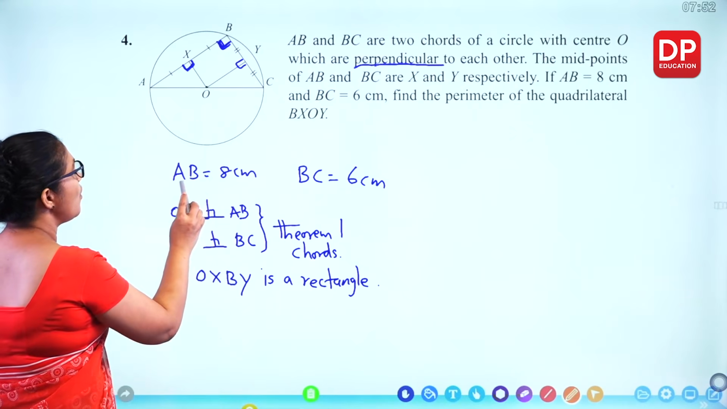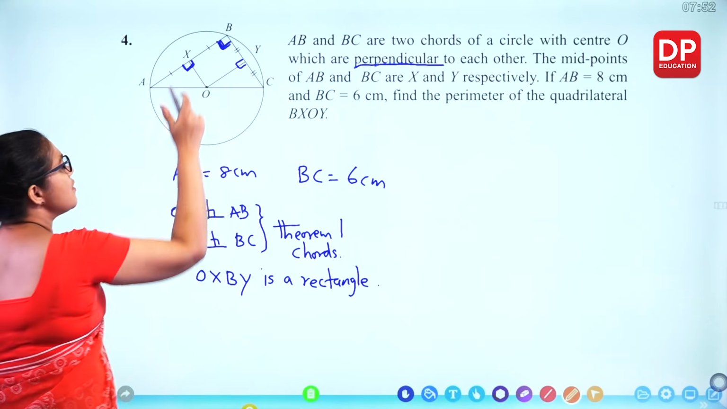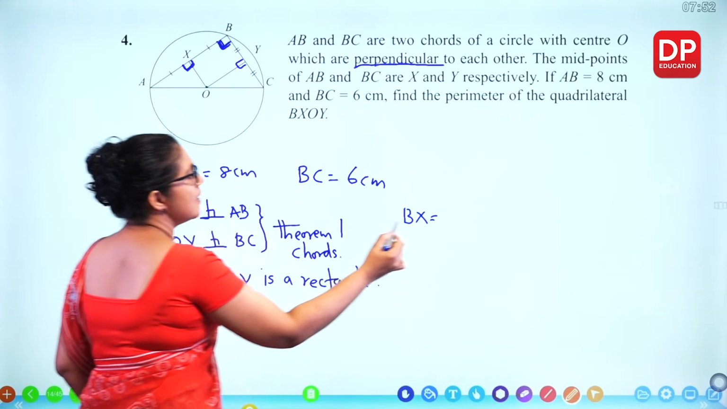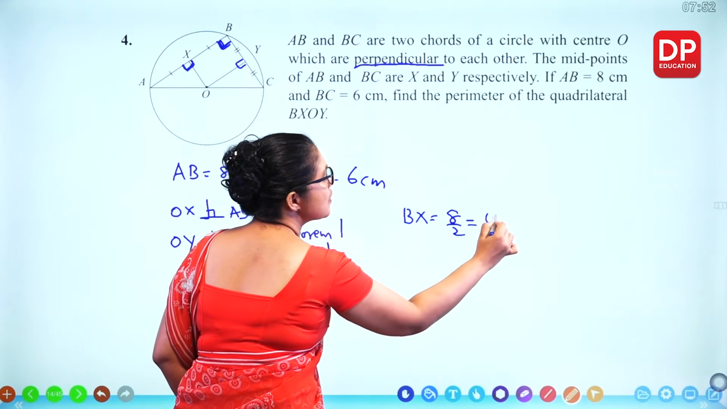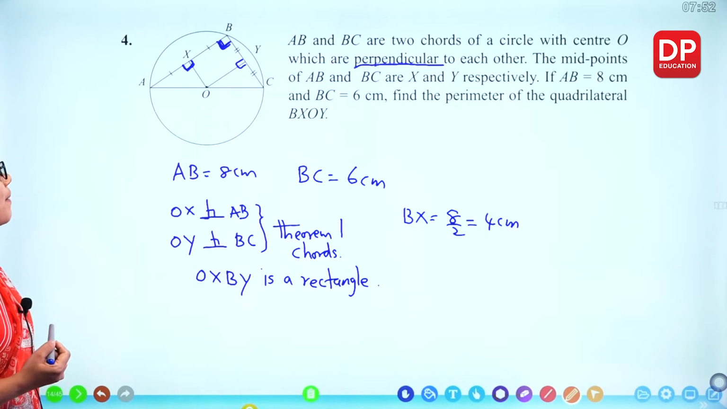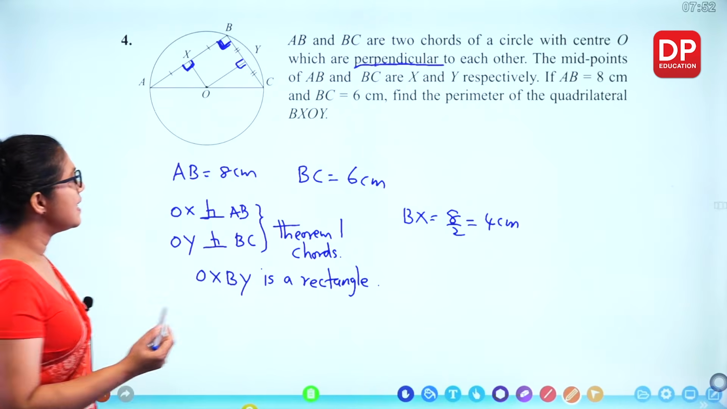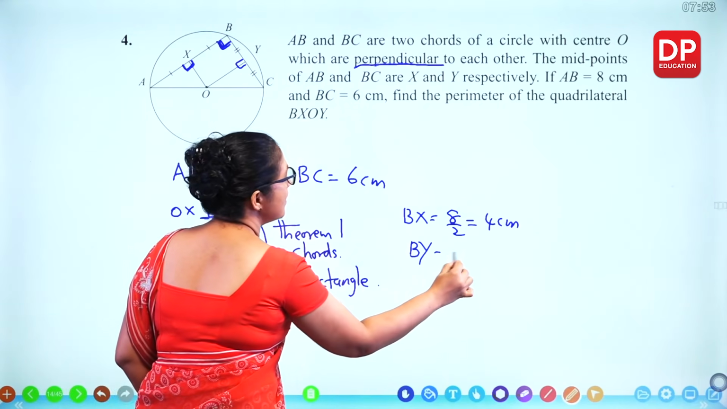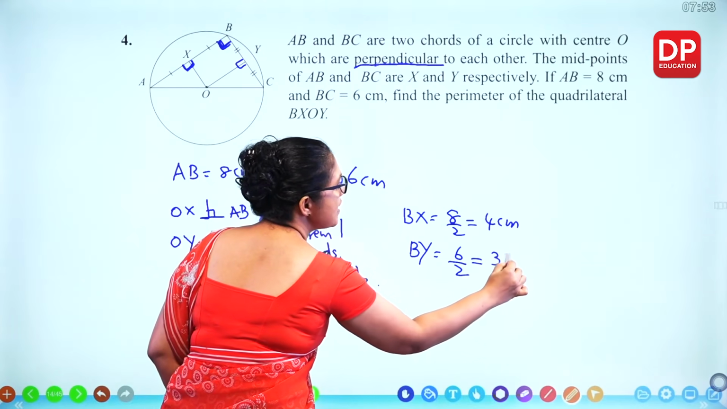Now we know AB is 8. That means what is BX? BX is 8 divided by 2. That's 4 centimeters because X is the midpoint of AB. We know BC is 6. So what is BY? 6 divided by 2, that's 3 centimeters.